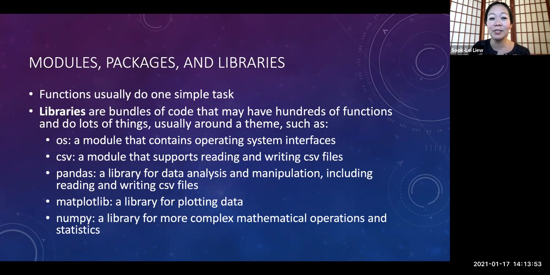So these are even more complex versions of code. A function usually just does one simple task. In contrast, libraries are bundles of code that may have hundreds or thousands of functions that do things usually around a central theme. So for instance, in Python, there is a library called the OS module, and it contains tons of functions for interfacing with your operating system. So the OS module will let you navigate file systems, open files, close files, get your working directory, change your working directory, and things like that.